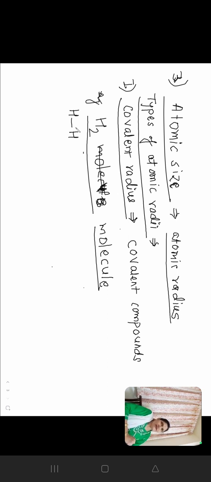This single line, whatever line I have drawn over here, indicates the covalent bond. It is a symbol of covalent bond. So H-H, this single line is an indication of covalent bond.